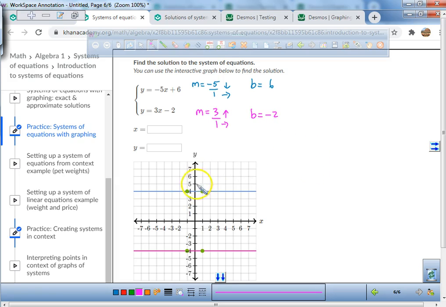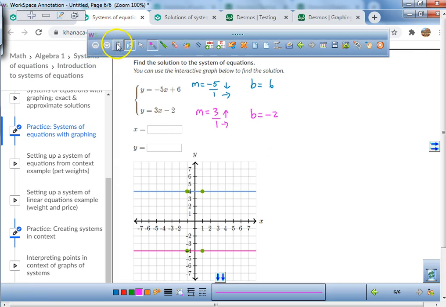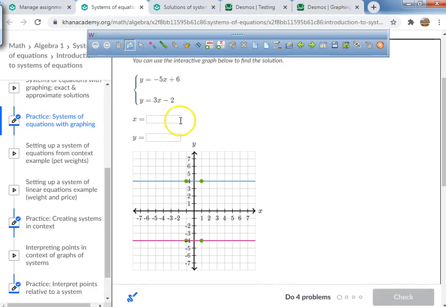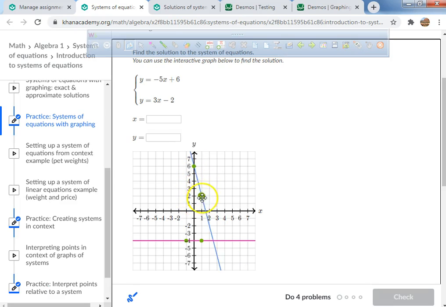So what I'm going to do is take the blue line and graph this one, and I'm going to take this magenta line and graph the bottom one. So see if you can follow along as I do this. See if it makes sense, okay? So right here, my y-intercept's at 6, so I got to put it right there at a 6. My slope's negative 5, so I got to go down 5 units and over 1. 1, 2, 3, 4, 5, over 1. There's my slope, down 5 over 1.